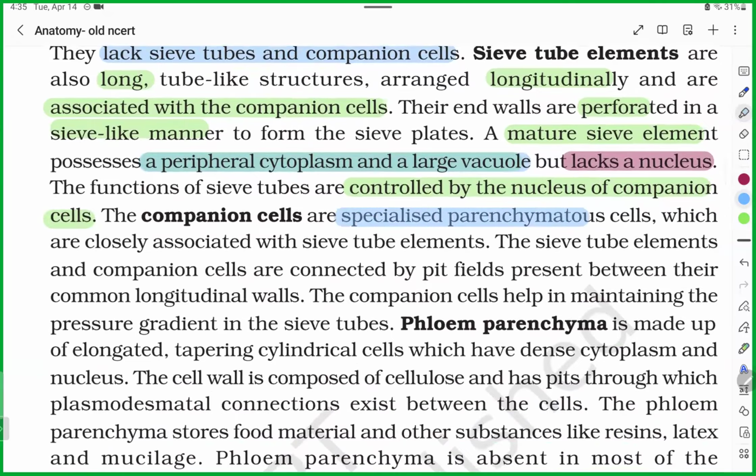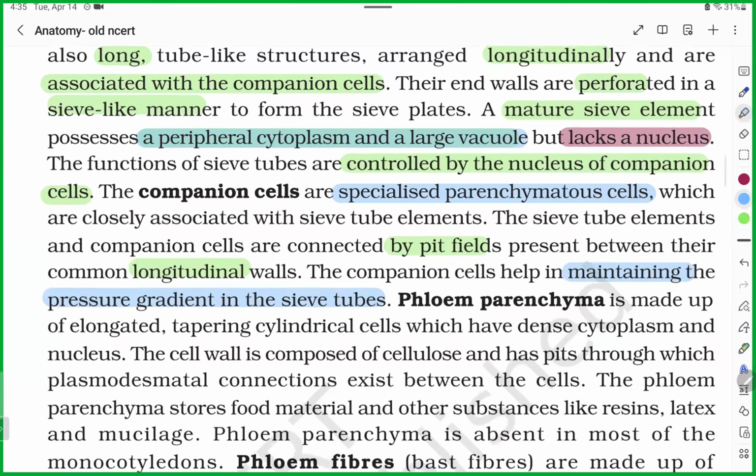A special parenchyma cell, very active and connected with the sieve tube element. What is its role? To maintain pressure in the sieve tube. That is the role of the companion cell: it maintains the sieve tube.